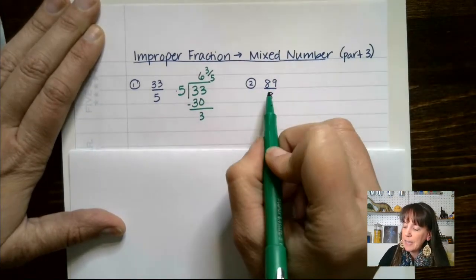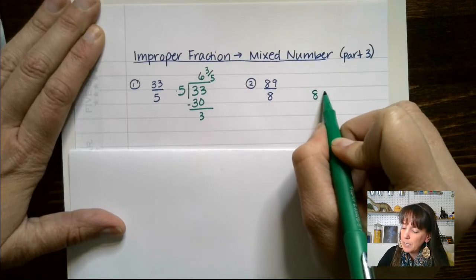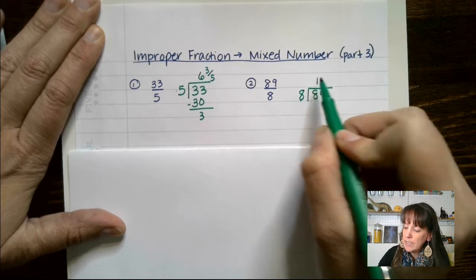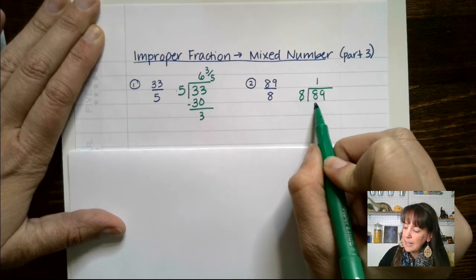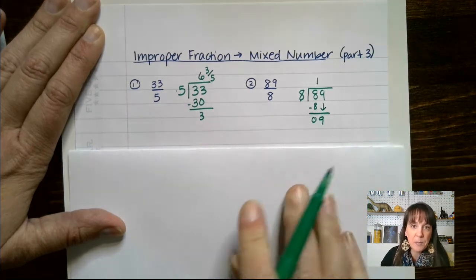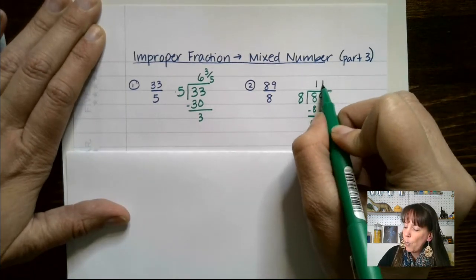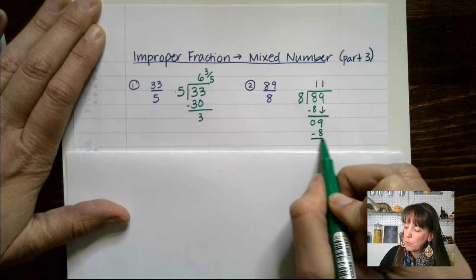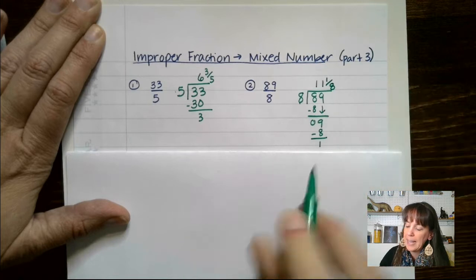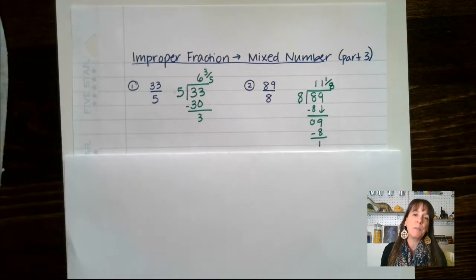All right, 89 over 8, same thing. 89 is on top of the table. Let's go ahead and put it under the table here. Now we do 8 goes into 8 one time. 1 times 8 is 8. Subtract, and we get 0, and when we subtract, we bring down. 8 goes into 9 one time, 8, and we have a remainder of 1, so we take that 1 and we put it over our denominator of 8. That is how you put an improper fraction into a mixed number.